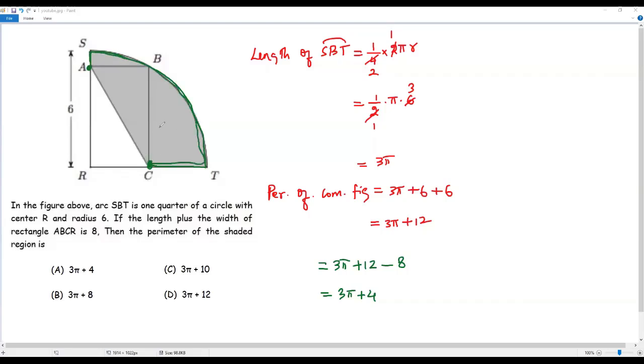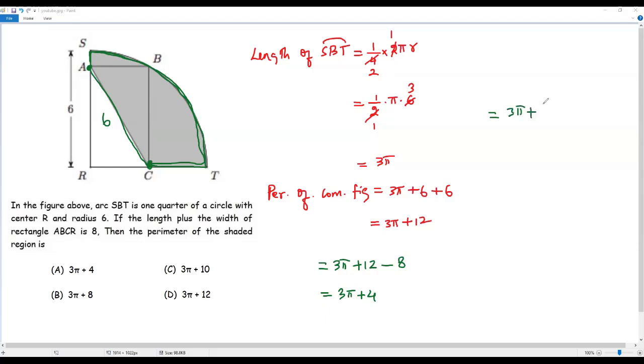To get the perimeter of the shaded region, I need to add the length of the line segment AC. As we have discussed already, this is one of the diagonals of the rectangle. The other diagonal is RB, which also represents the radius of the circle. Since the radius is 6, the length of the diagonal RB is 6. In any rectangle, both diagonals are equal in length. So since RB is 6, the other diagonal AC is also 6. Now to get the perimeter of the shaded region, we have to add this 6 to this result.